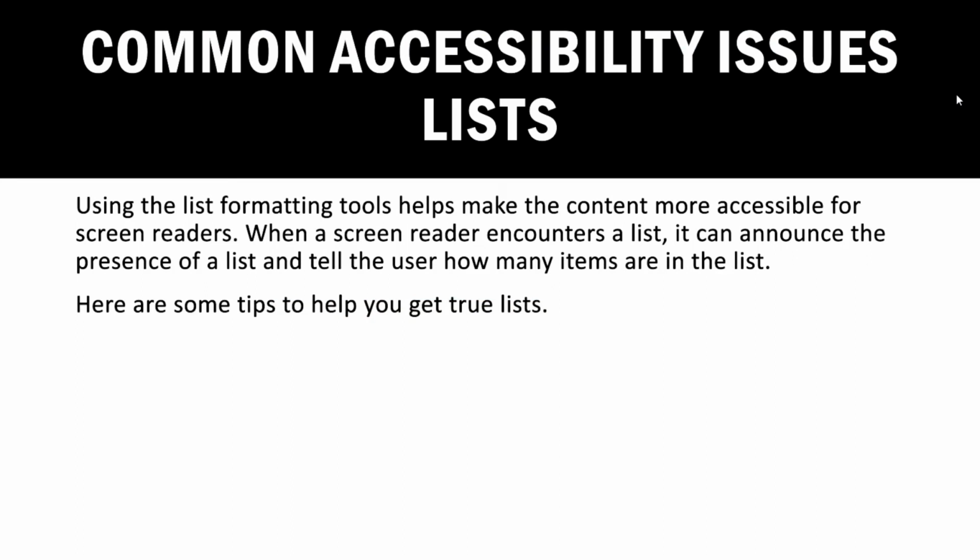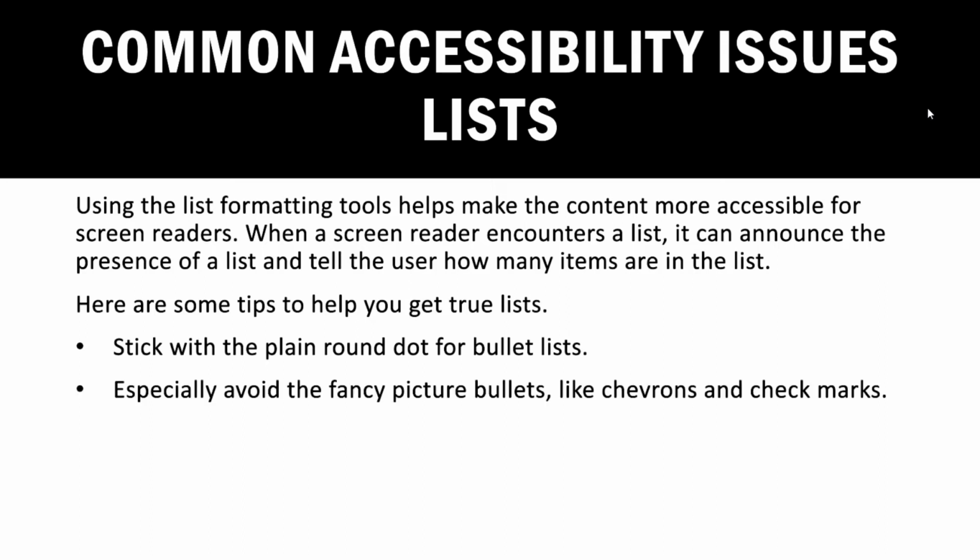Let's look at lists. Using the list formatting tools helps to make the content more accessible for persons using a screen reader. When the screen reader encounters a list, it can announce the presence of a list and tell the user how many items are in that list. Here are some tips to help you get true lists. Stick with a plain round dot for any bullet list. Especially avoid any of the fancy picture bullets like chevrons or check marks.